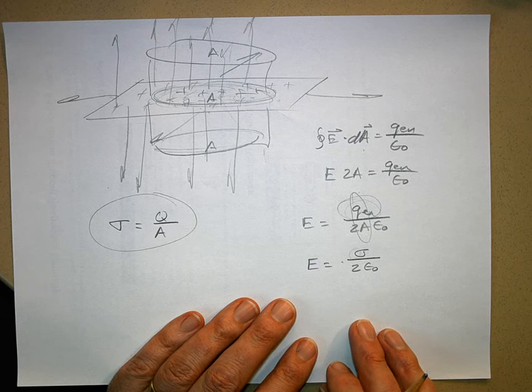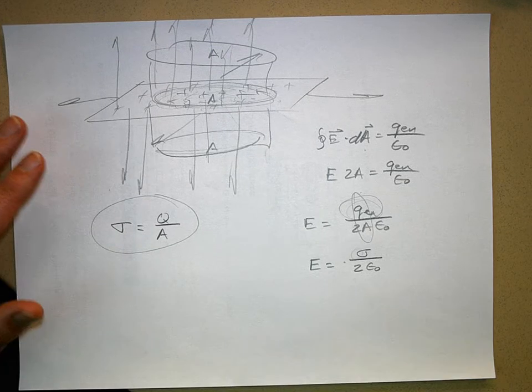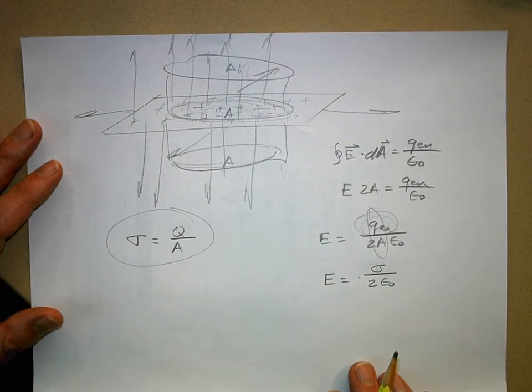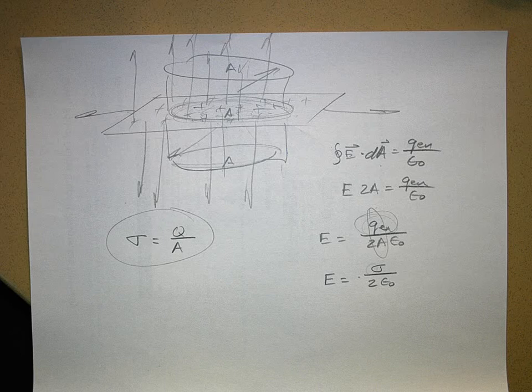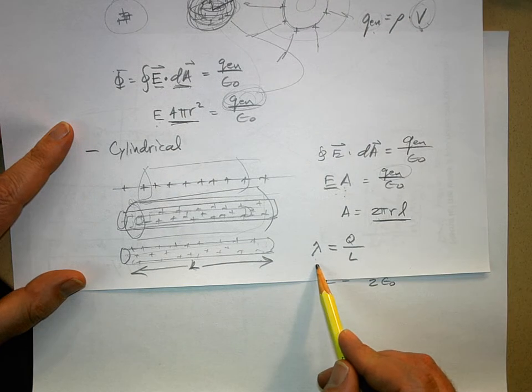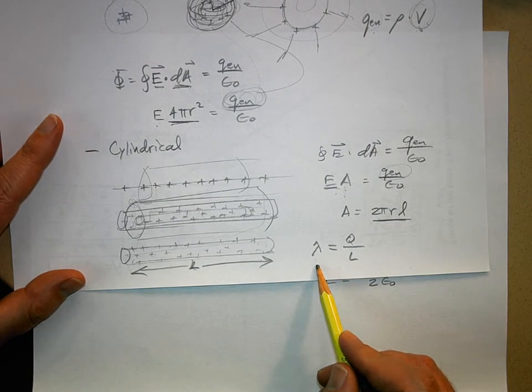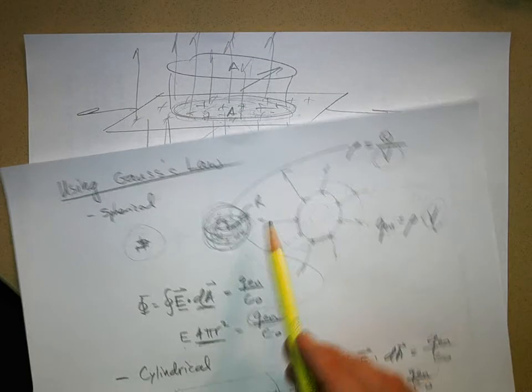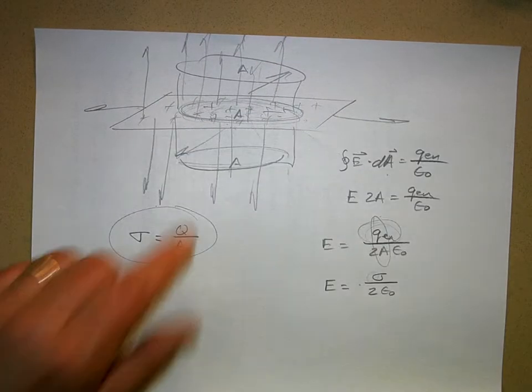Last thing, what does the cylinder one turn into? What do you replace the cylinder one with? Oh, lambda. It's a linear charge density. Charge per unit length. This is charge per unit volume. This is charge per unit area.